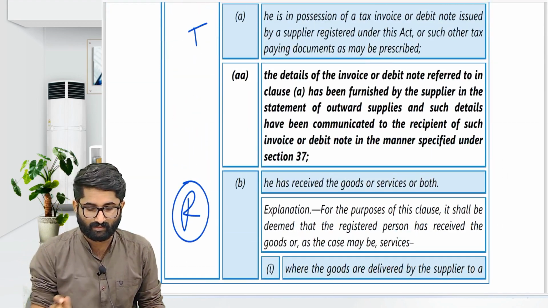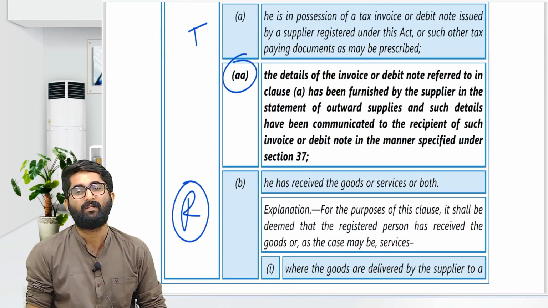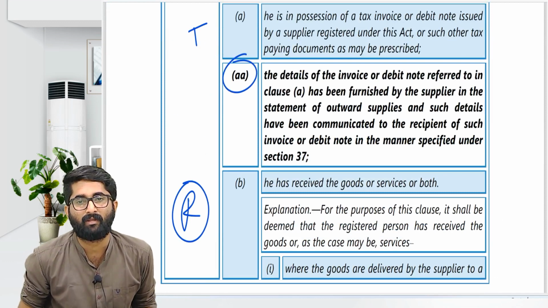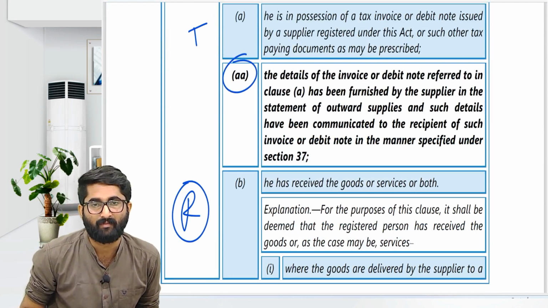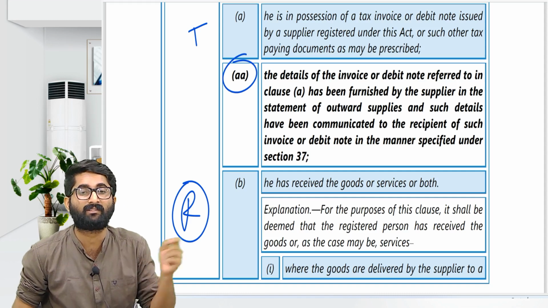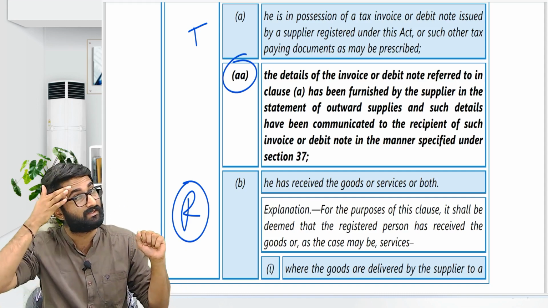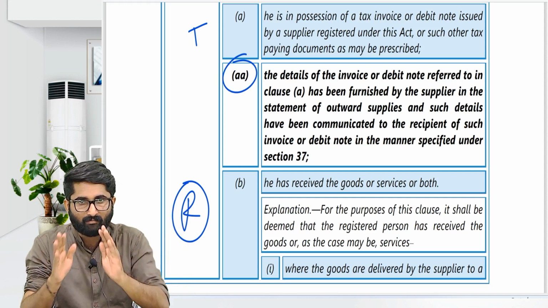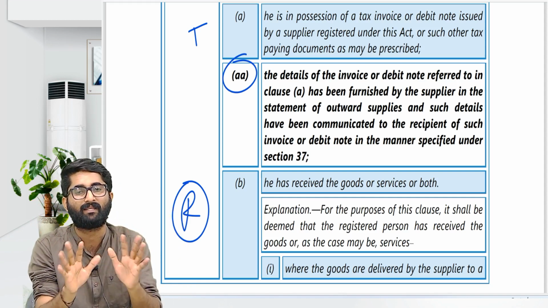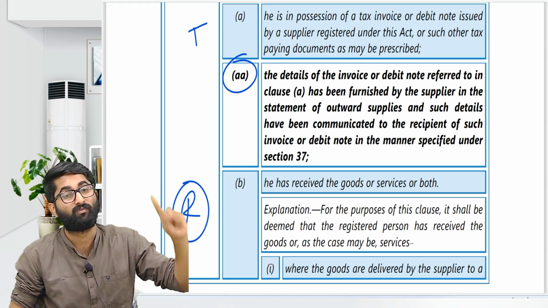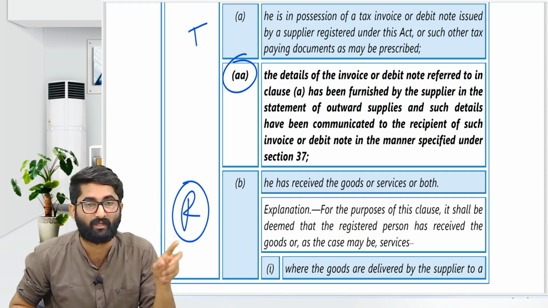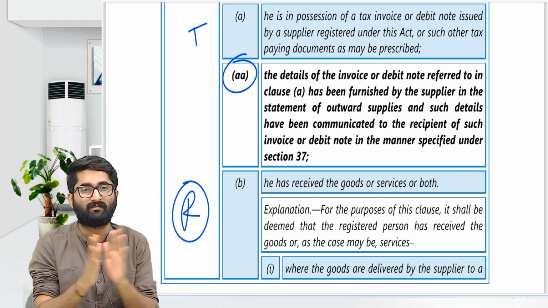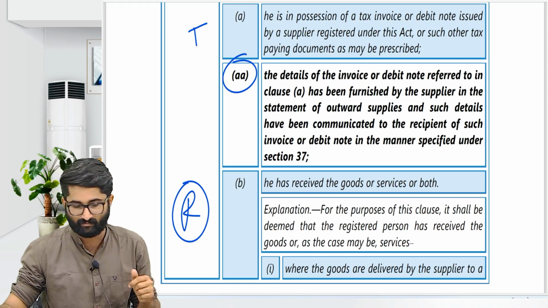With that, there are some two extra points. AA: the details of the invoice or debit note referred to in clause A has been furnished by the supplier in statement of the outwards. See, only then that will reflect in my 2B. If it doesn't reflect in my 2B, then I cannot take ITC. So that means the supplier has to file his GSTR1, only then it will appear in my 2B, otherwise I cannot take ITC. That is given in AA.